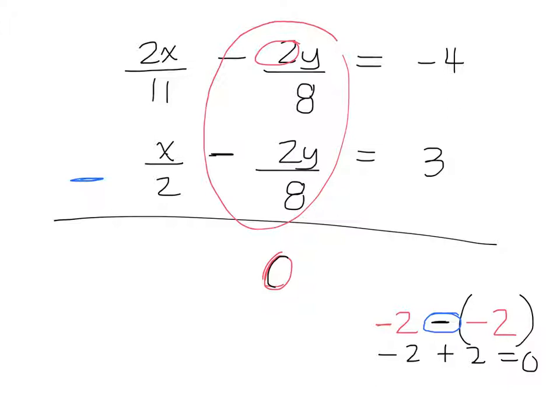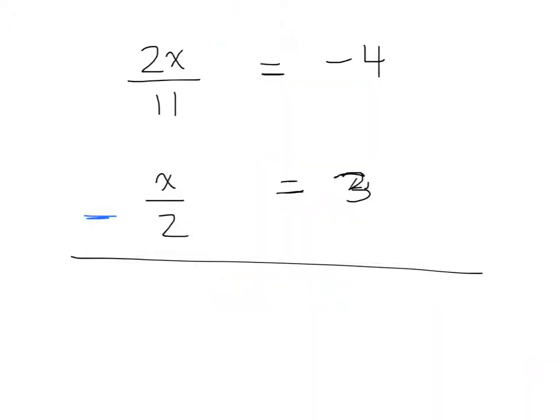So we are subtracting these two equations, right? Negative 2y over 8, take away negative 2y over 8 equals 0. Does that make sense so far? So this is eliminated. Okay, so we subtracted the two equations to eliminate y. Now I have to subtract every other term in this equation. So I'm taking negative 4 and I'm subtracting 3. What's negative 4 take away 3? Negative 7.